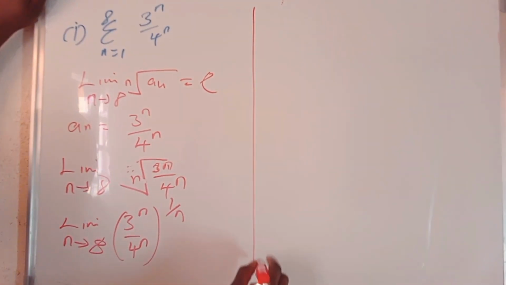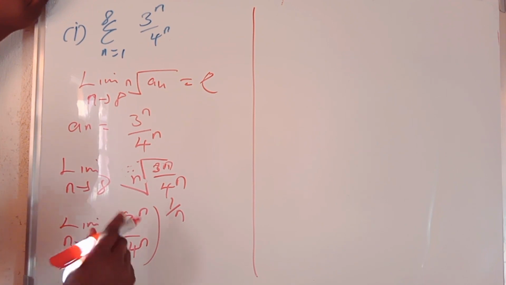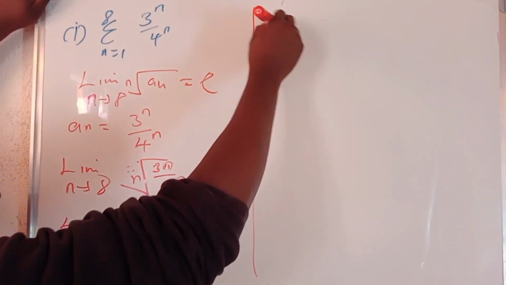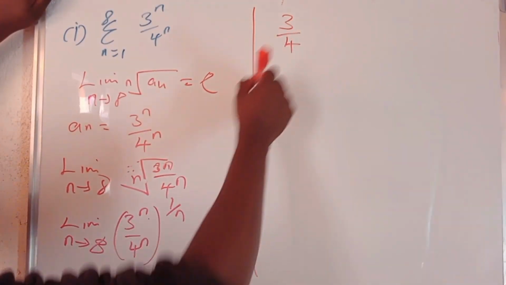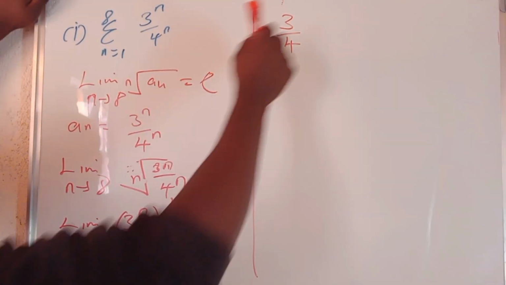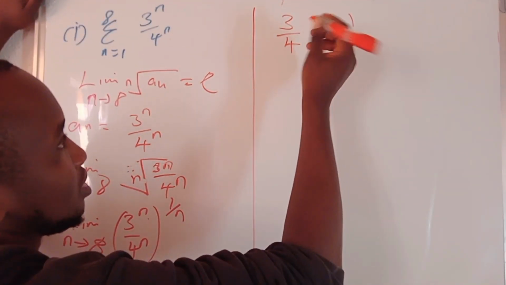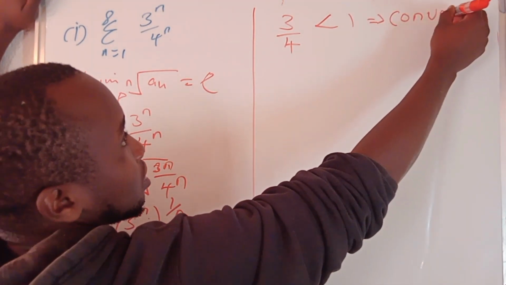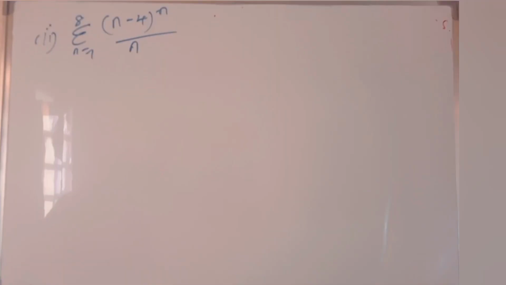So 3 raised to the power n times 1 over n: n multiplied by 1 over n will be 1, so we get 3. 4 raised to n times 1 over n will be 4. So your answer is 3 over 4, which is less than 1. And this converges by the root test. It converges by the root test.